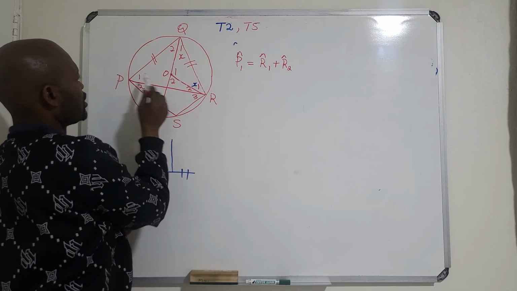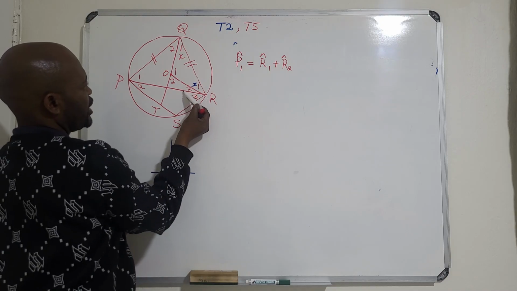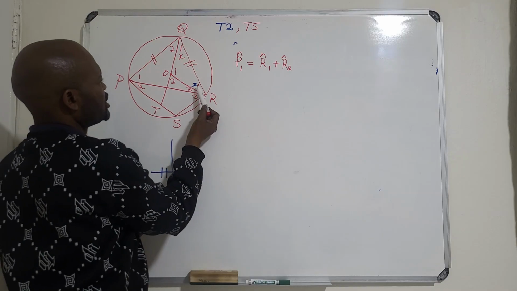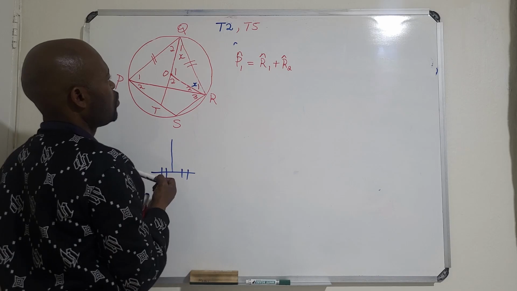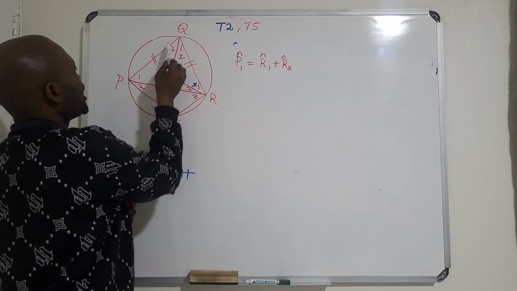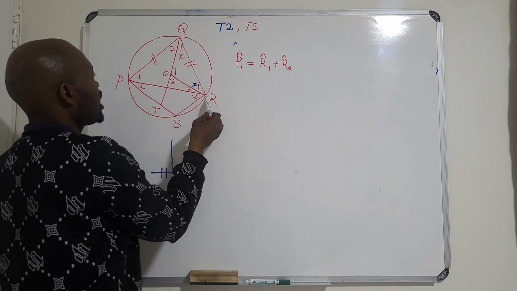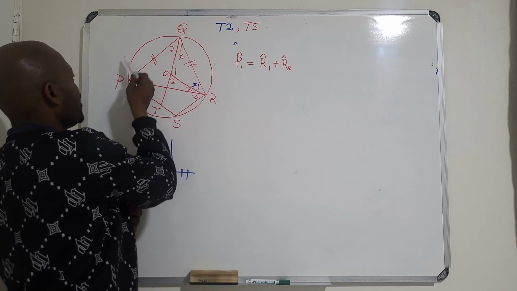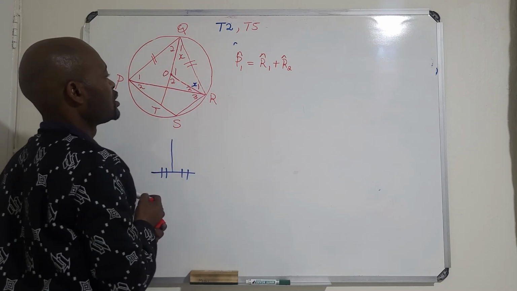This angle here is equal to this angle there. That is why I say angle P1 is equal to this plus this, because it's the whole of this angle. Why are they equal? PQR is an isosceles triangle. We are told that this line is equal to that line. If this line is equal to this line, this triangle is an isosceles triangle.